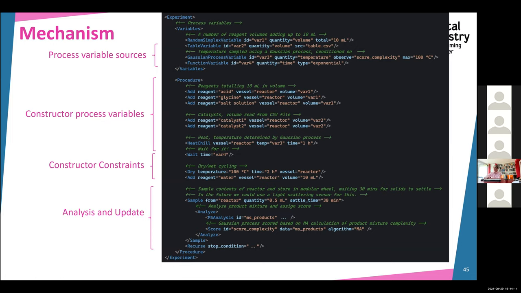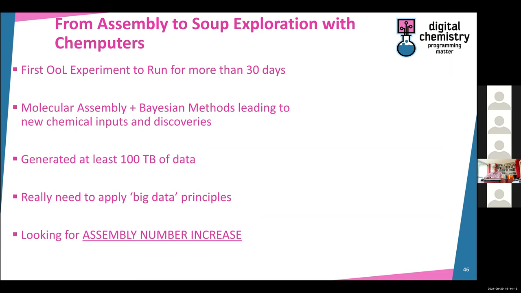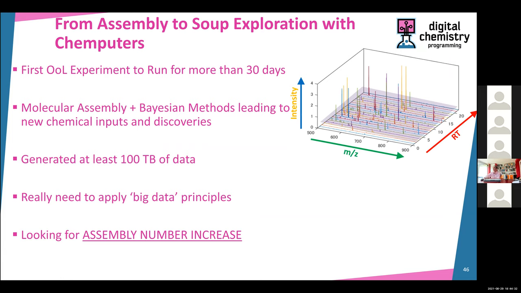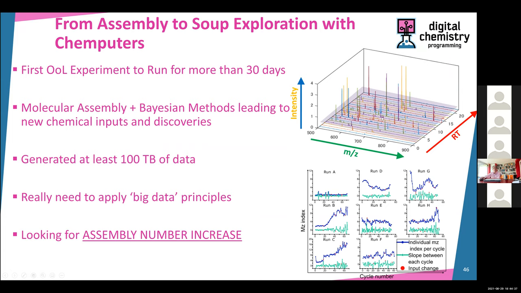So where have we got so far? Well, we've been able to look at the different soups for a few days, and we're starting to use molecular assembly and Bayesian methods to look at the inputs and discoveries. We've generated 100 terabytes of data. So there's a lot of data to look at, mass spec data, and we're looking at the assembly number increase in our soups. And you can see here some retention time against m/z and the intensity, and then looking at different runs and trying to look for differences in those runs.